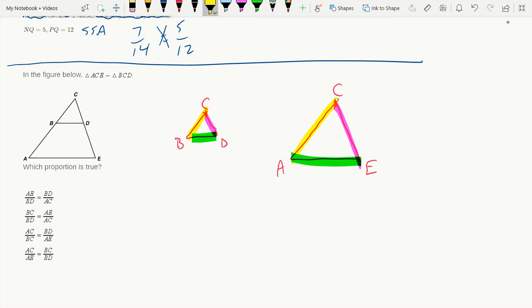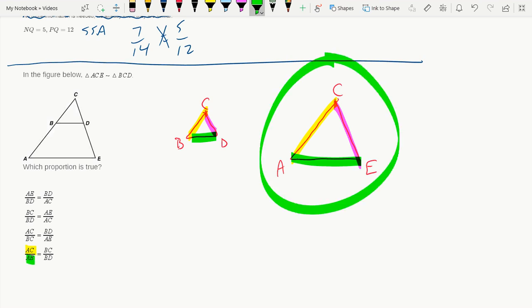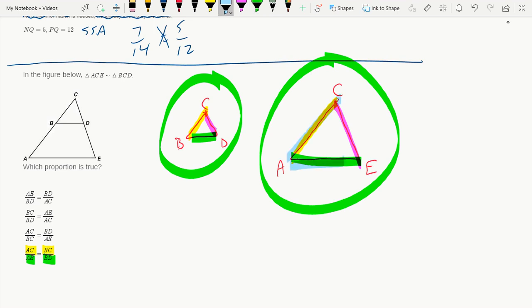All right, so AC is yellow, AE is green, and those are both in the big triangle. And then BC is yellow, BD is green. Those are both in the small, right? So it goes side over bottom, side over bottom. If we're following the same pattern, then we know which one works. All right, there we go.